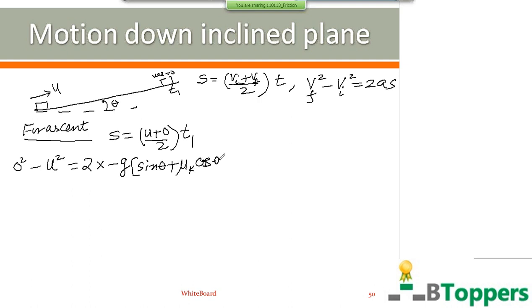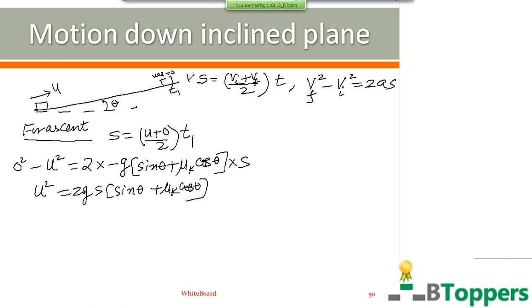It's not necessary for you to write the running notes now. I will show you the notes separately after the discussion, then you can copy the notes. For ascent, acceleration is given by minus g into sin theta plus mu k into cos theta. So you get u square equal to 2gS into sin theta plus mu k into cos theta.